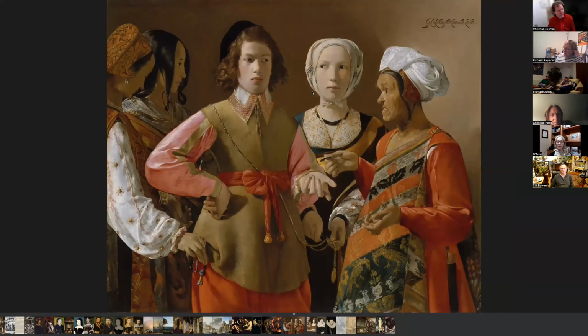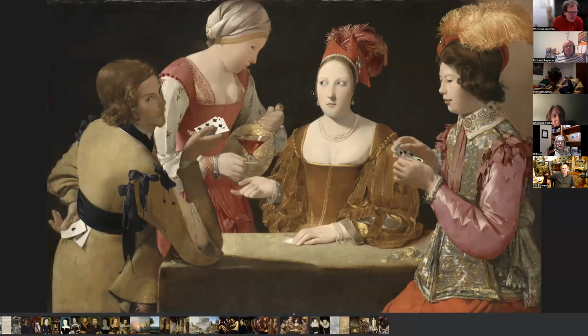This is called The Fortune Teller. And you can see the old woman telling his fortune to this nobleman while apparently a gypsy woman is stealing from his pocket. And this is called The Cheat with the Ace of Clubs. It's 38 by 61. It's at the Louvre Museum.